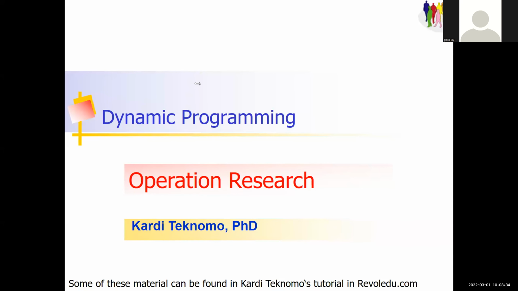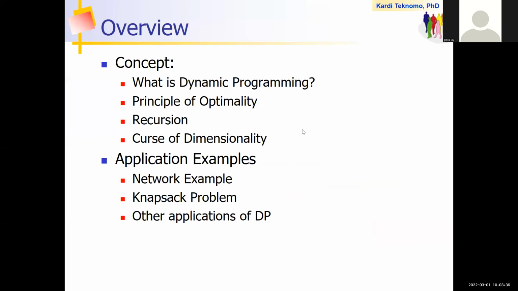So this is what we will discuss. What is dynamic programming? What is the principle of optimality? And then I will discuss a little bit more about recursion itself, and then the curse of dimensionality. And then we have at least two examples. One is using a network to solve using dynamic programming, and the other one is using knapsack.